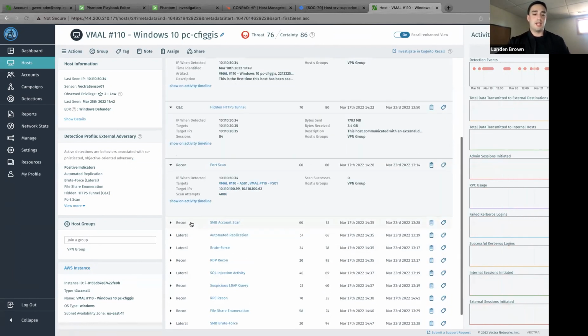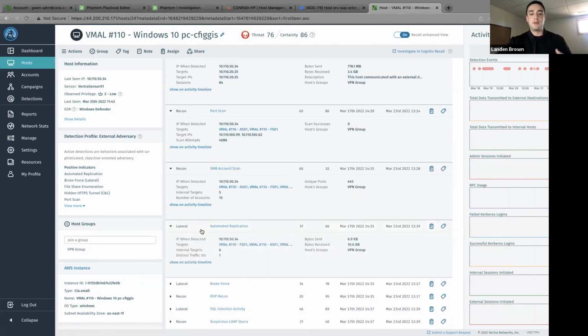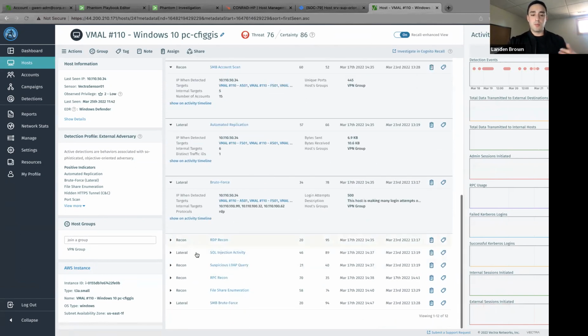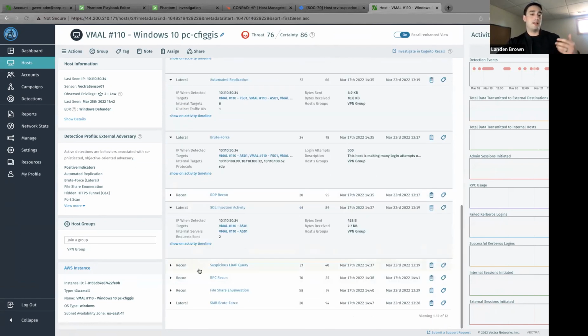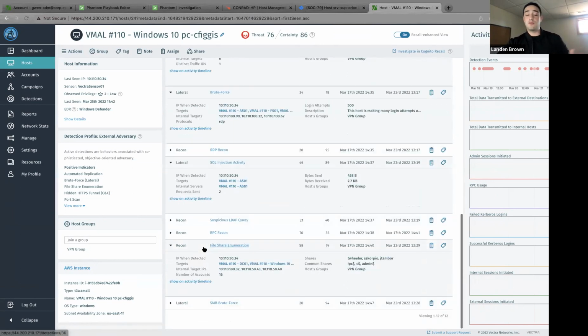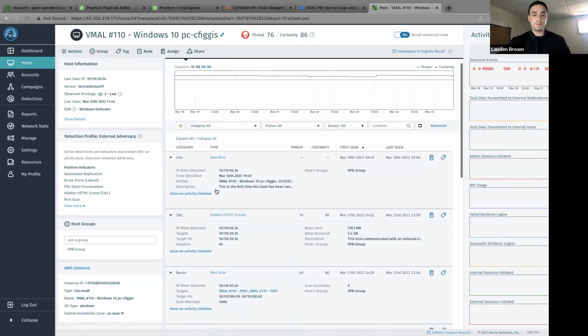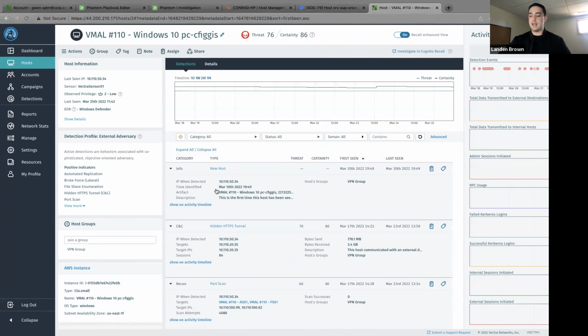We see the port scanning. We see the SMB account scanning. We see the automated replication, more brute force attempts, SQL injection activity, until the attacker from the other agency is finally able to enumerate the file share to start actually trying to find the fingerprint data within the environment. And it's very important for models to say, what is legitimate behavior and what is malicious behavior, right? And a lot of these scenarios are something I'd like to talk about.